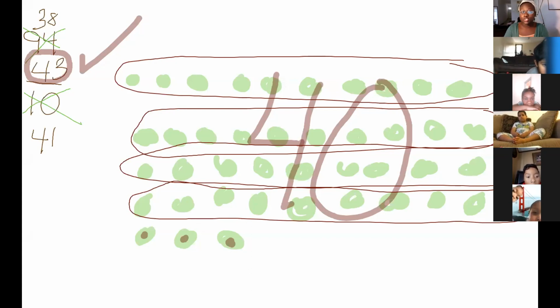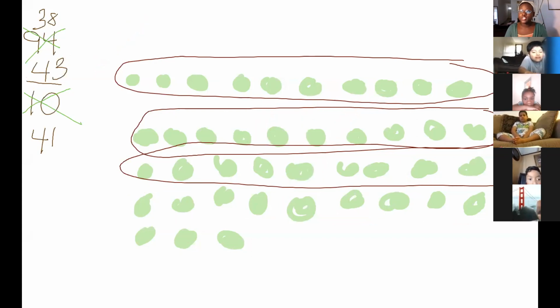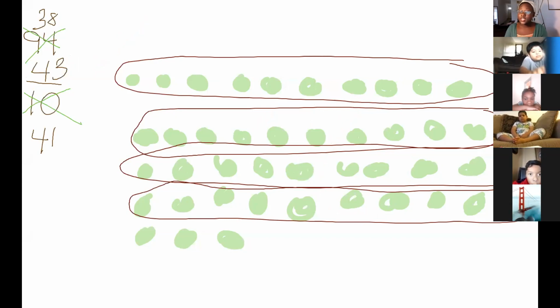So sometimes you don't see things in straight rows like this. Sometimes you don't see rows that you can make. Sometimes you just see a bunch of stuff all over. Like you could just see a bunch of things all over the place.